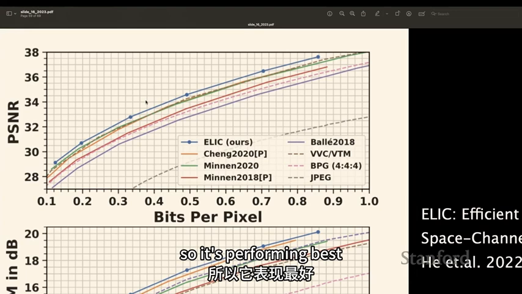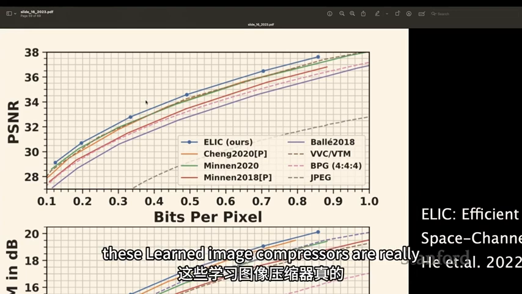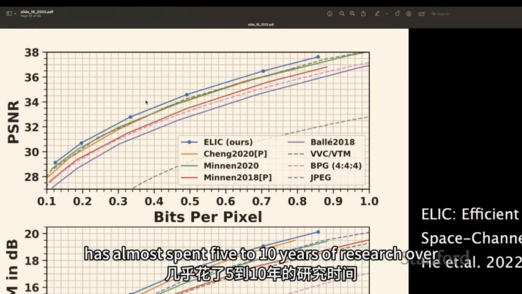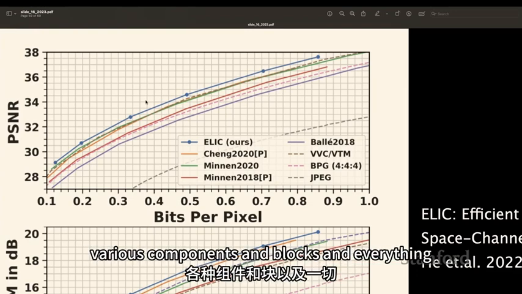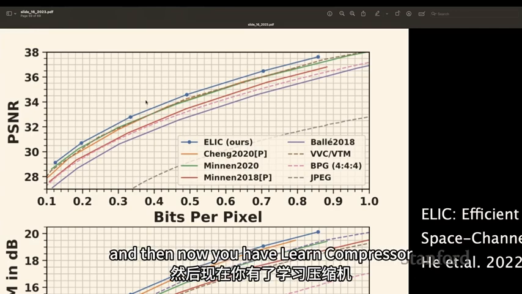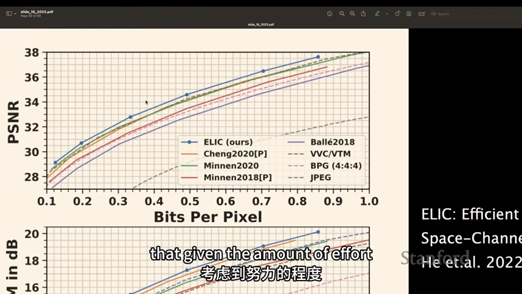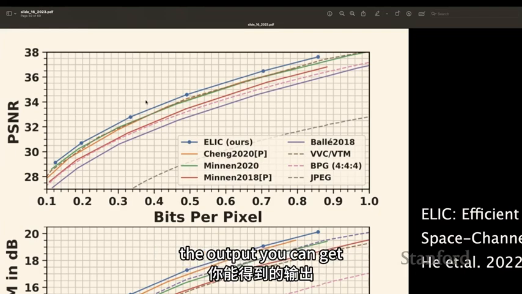So it's performing best. What I'm trying to highlight is that these learned image compressors are really state of the art. This VVC has almost spanned 5 to 10 years of research over various components and blocks, with big teams. And now you have a learned compressor which just comes and beats it. No more of that optimization. So it's really cool that given the amount of effort, the output you can get is really crazy.